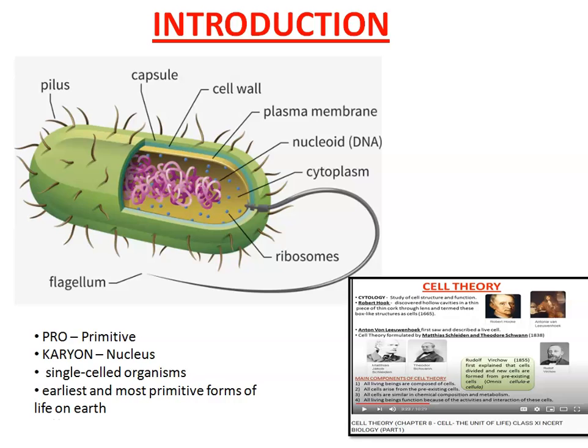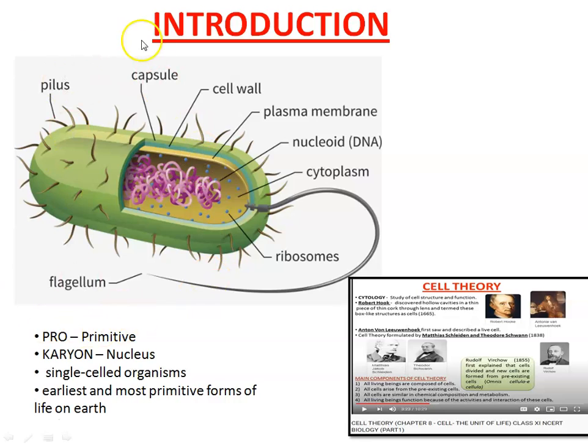So what is prokaryotic? The word prokaryotic is made up of two words, pro and karyon. Pro means primitive and karyon means nucleus. So prokaryotic cells are those cells which have the nucleus present in its primitive form, and these primitive nuclei are found in early living forms. Primitive nucleus means the nucleus is not well defined.